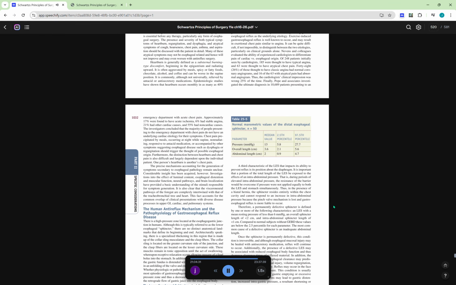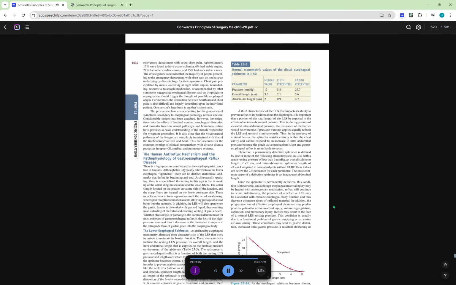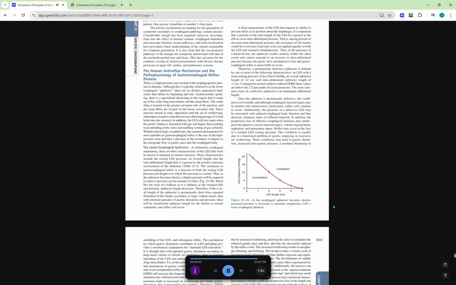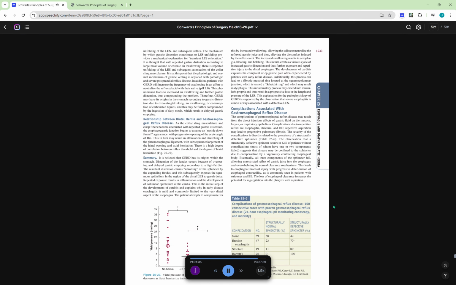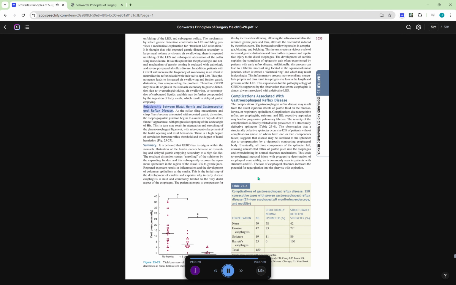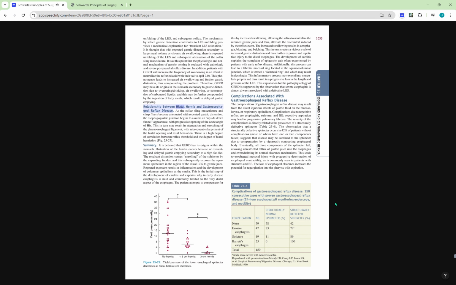Recent efforts at the development of various endoscopic antireflux interventions, although innovative, have not been successful in consistently controlling gastroesophageal reflux. Antireflux surgery is an effective and relationship between hiatal hernia and gastroesophageal reflux disease.